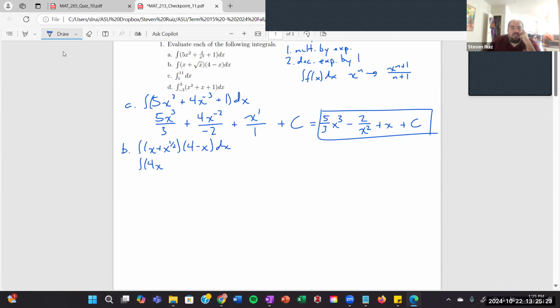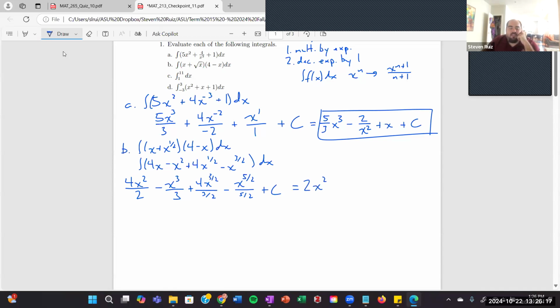So 4x minus x squared plus 4x to the half minus x to the 3/2. And I don't think any of those combine. So we can integrate now. So we have four terms all joined by either addition or subtraction, all kind of written in a form that's friendly for power rule. So I'm going to go ahead and do that now. So 4x becomes 4x squared over 2. Then minus x cubed over 3 plus 4x to the 3/2 over 3/2 minus x to the 5/2 over 5/2 plus c. So what simplifies?